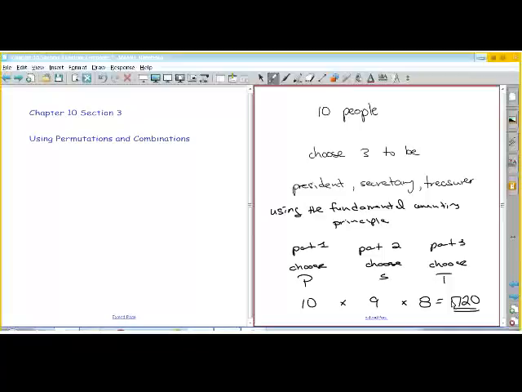But if you were choosing a committee where you said, okay, I want to have a social committee, and we're not going to have a president, we're just going to have a committee. It doesn't matter whether I pick you first or last. You're still on the committee. It's like picking a basketball team out of 10 people.